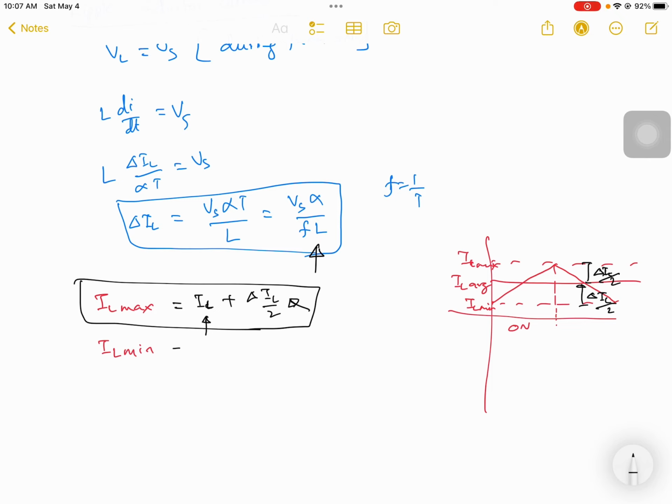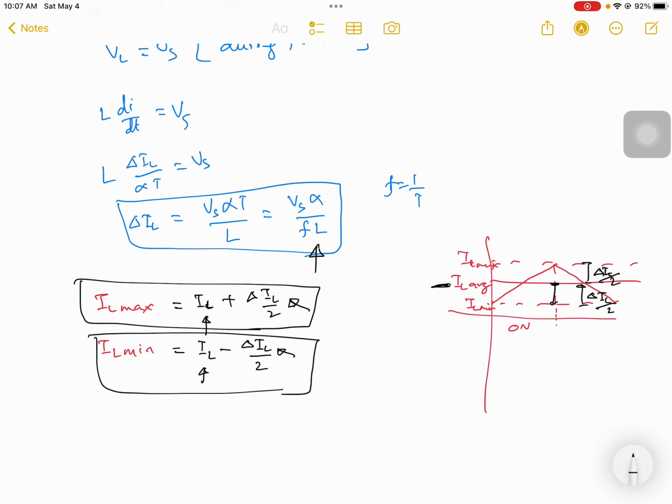And similarly, to calculate IL minimum, again it is this current. In this case we are talking from here to here, so we have to take IL minus delta IL by 2. And similarly, if you want to simplify further, you may replace IL and delta IL. So these are the maximum and minimum inductor currents that we are looking for.